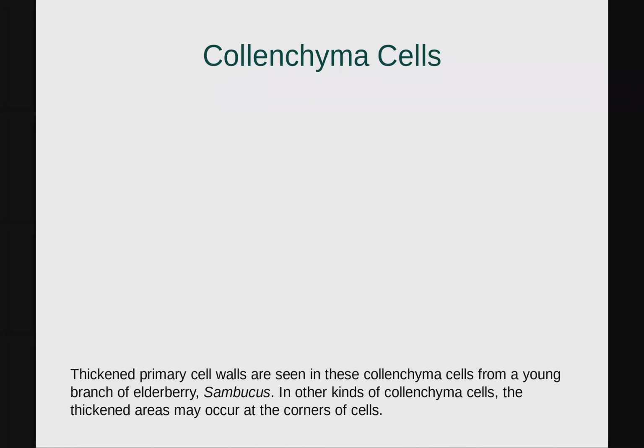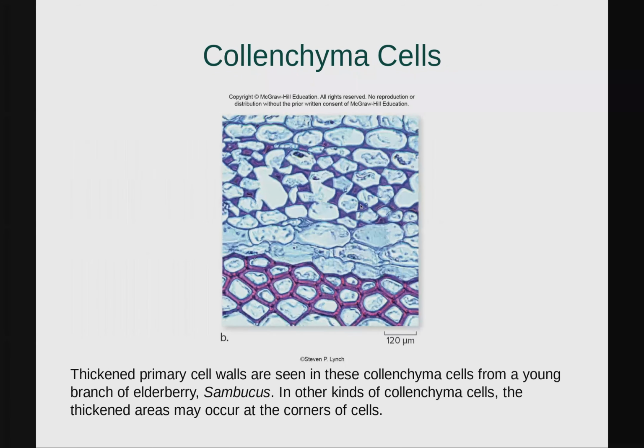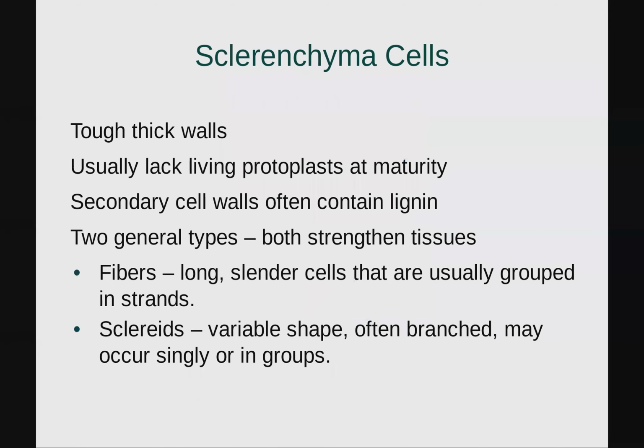Now we can look at our collenchyma cells here. They do have a slightly thickened cellular wall, as you can see here in pink. This is from an elderberry tree, just as a note. In these collenchyma cells, the thickened areas typically occur at the corners of cells where they meet other cells. But again, these are collenchyma cells involved in structural support around them, which leads into our final cell type.